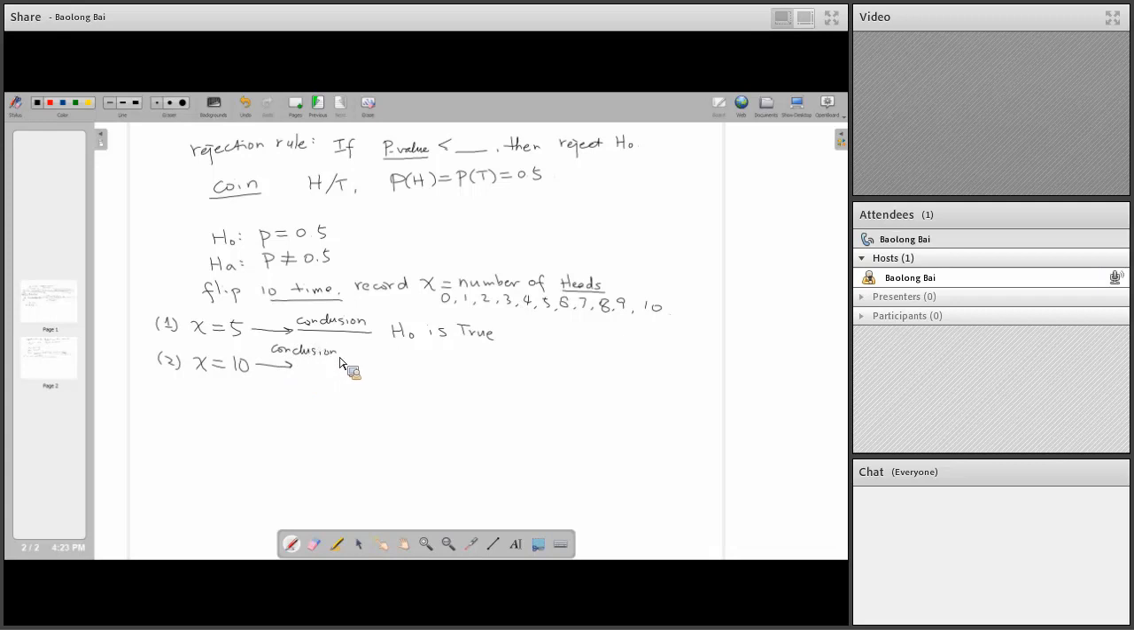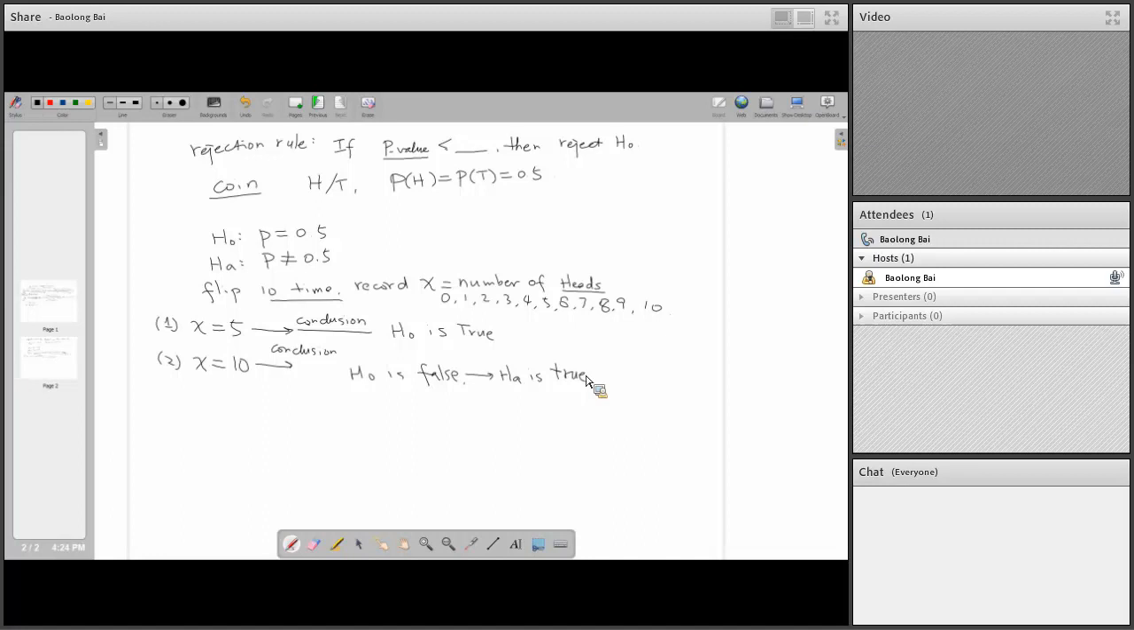If you flip the coin 10 times and observe 10 heads out of 10 flips, are you still going to believe the coin is fair? I don't think so, right? Now I'm going to say the null hypothesis is false, which means the alternative hypothesis will be true, right? So I think the coin is not fair now.